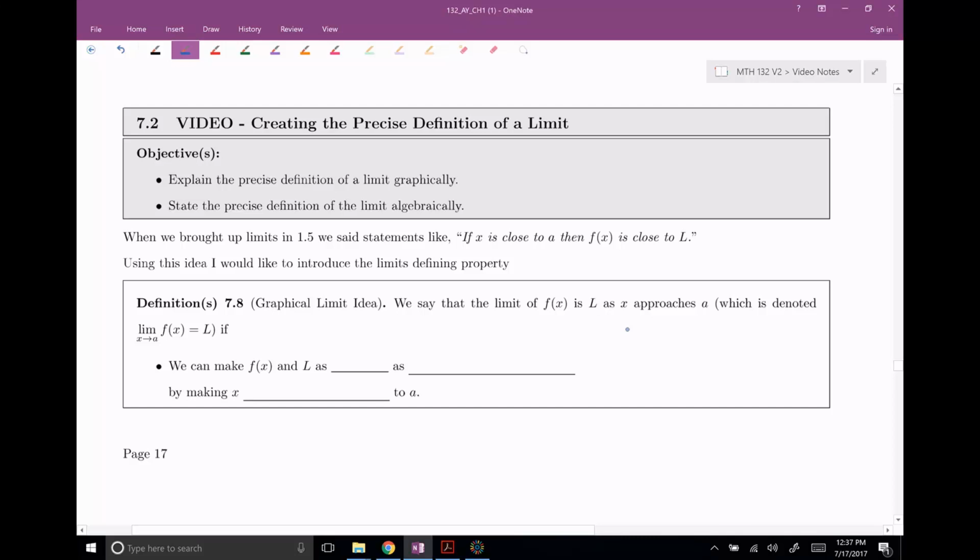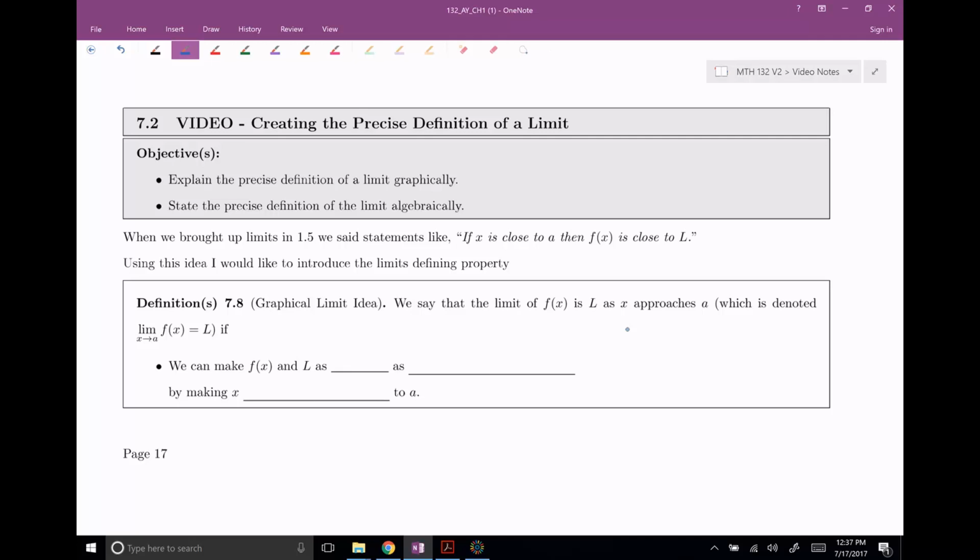All right, welcome back everyone to 1.7. In this video, we're going to be creating this precise definition of a limit, and we're going to do this through a couple steps. First, we're going to think about it graphically and think about what would be a good definition for a limit, a good precise definition. And then we're going to talk a little bit about it from an algebraic viewpoint. There's going to be more equations and inequalities and things like this that we'll have to manipulate.